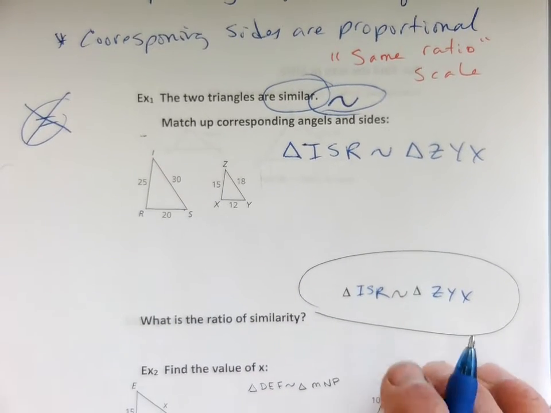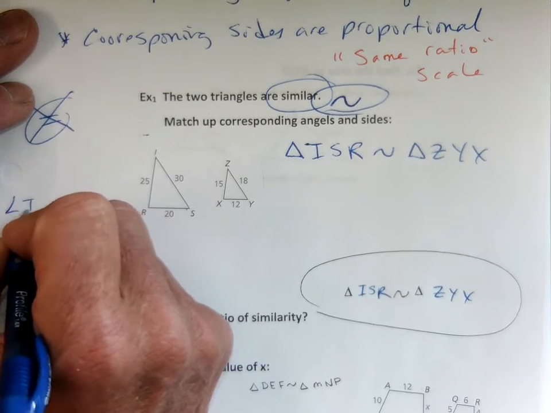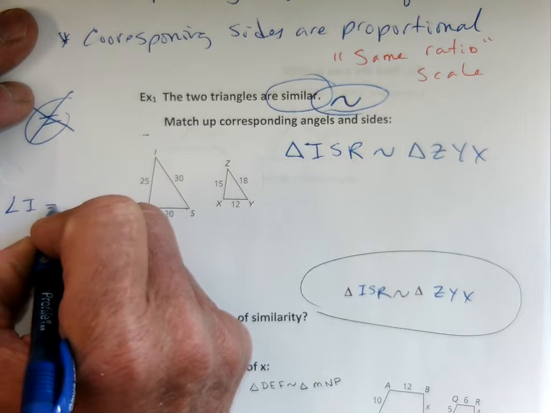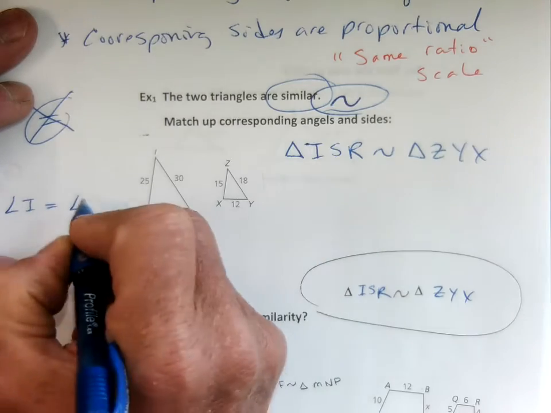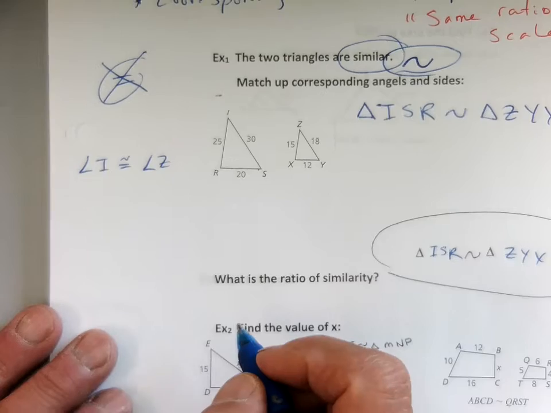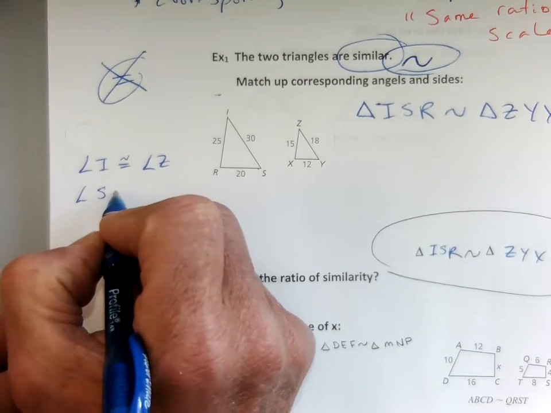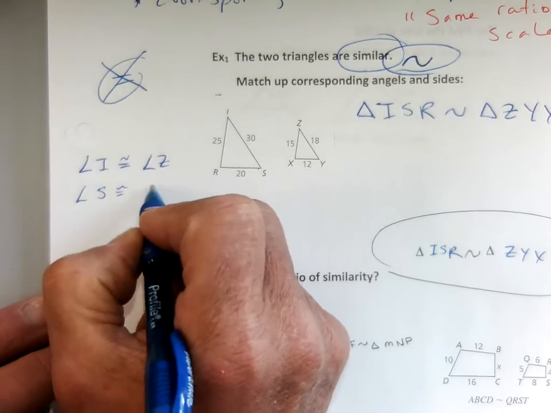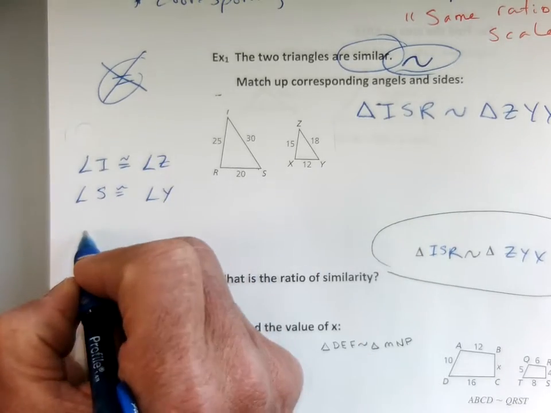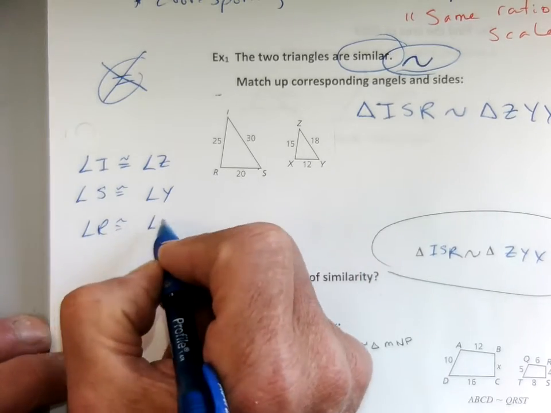So then we know that angle I is congruent or equal to angle Z. And you guys see this word congruent, but don't let that bother you. Equal, congruent, same thing for us. We know that angle S is equal or congruent to angle Y. We know that angle R is equal or congruent to angle X. Okay, does that make sense?